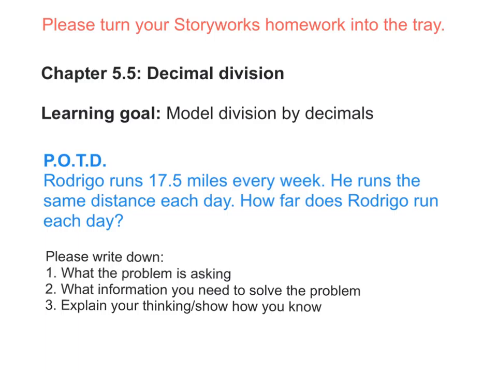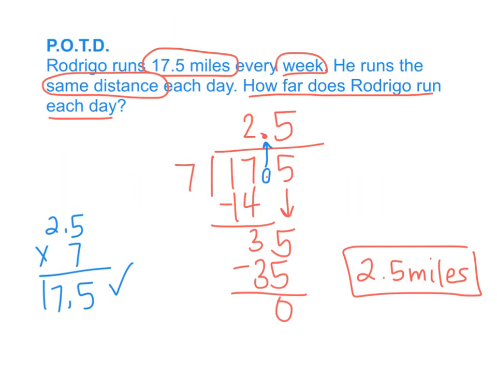Okay, so your learning goal for today is to be able to model division by decimals. What do we know we're going to be doing today if it says that our learning goal is model division by decimals? We're going to be drawing pictures. And is our divisor going to be a whole number or a decimal? The divisor is going to be a whole number. If we're dividing by decimals, we're going to be dividing by a decimal, which means our divisor is a decimal. Yeah. But first, let's take a look at the problem of the day.